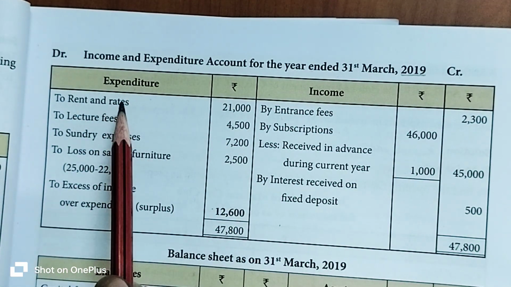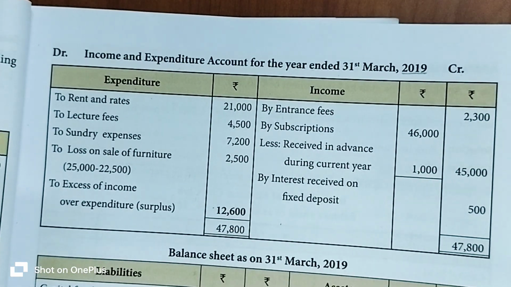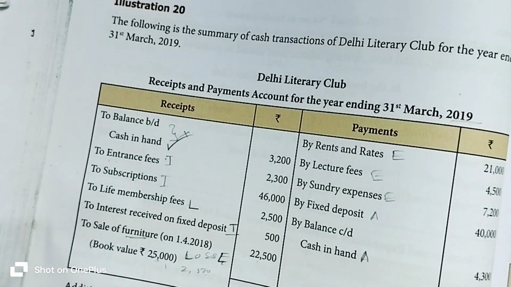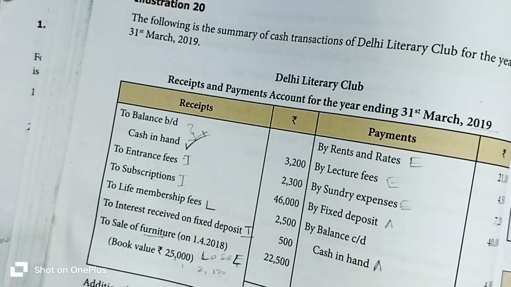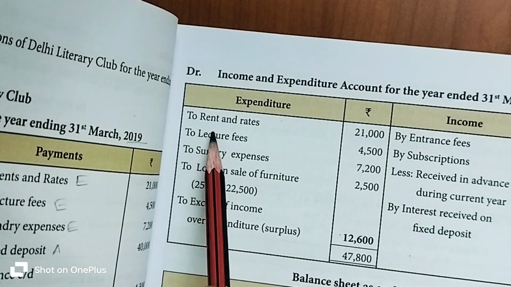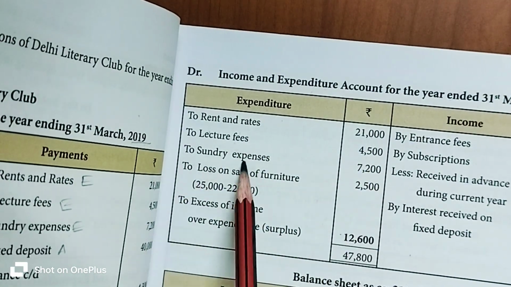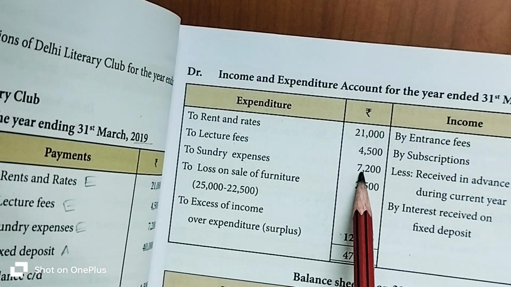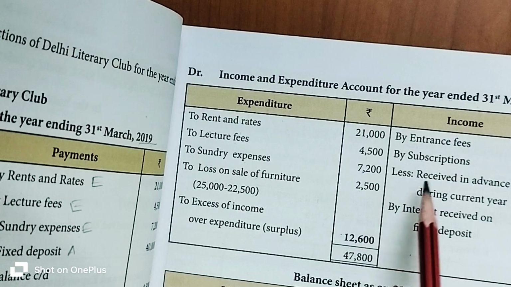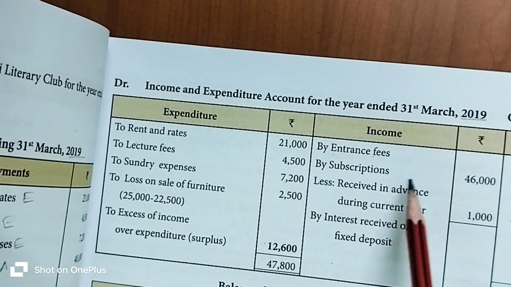We already marked the items which will be related to the expenditure on the payment side. So as per the format we have to enter here: rent and rates 21,000, lecture fees 4,500, sundry expenses 7,200, and loss on sale of furniture 2,500. Then on the income side, by entrance fees 2,500.